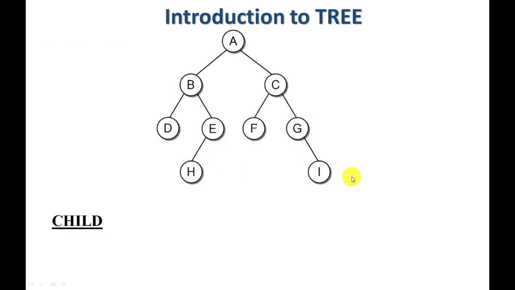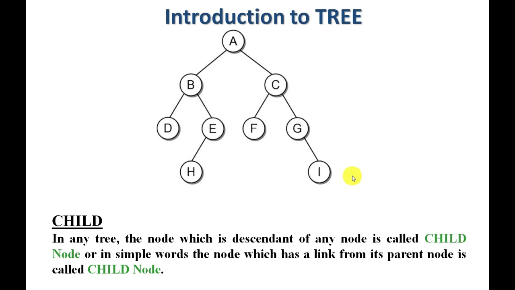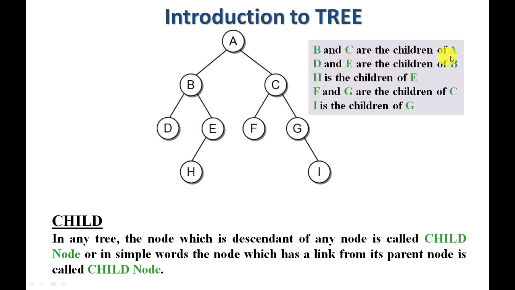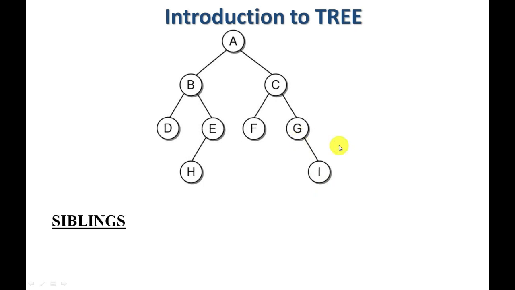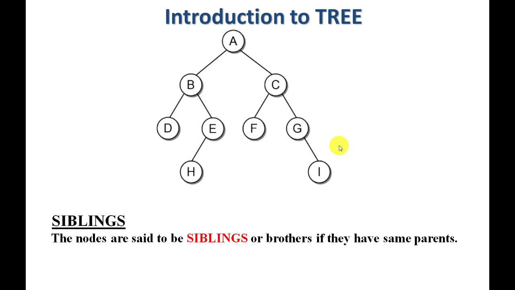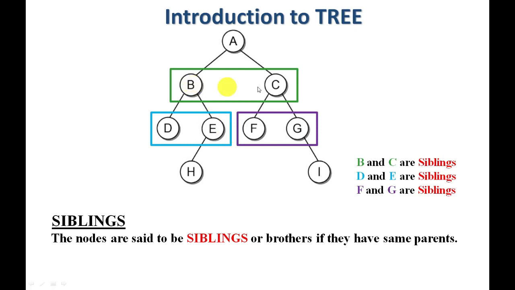Next, child node. The node which is a descendant of any node is called a child. Here, B and C are the children of A. Similarly, D and E are the children of B. F and G are the children of C. H is the child of E, and I is the child of G. Next, siblings. The nodes are said to be siblings or brothers if they have the same parent. Here, B and C are siblings because they have the same parent A, and D and E are siblings because they have the same parent B. Similarly, F and G are siblings, they have the same parent C.